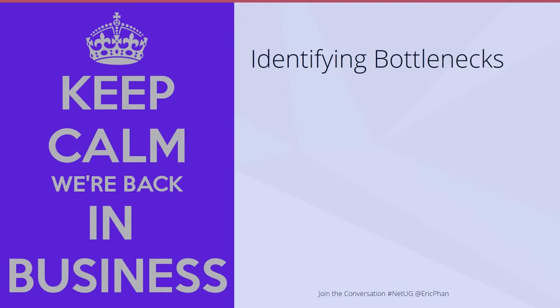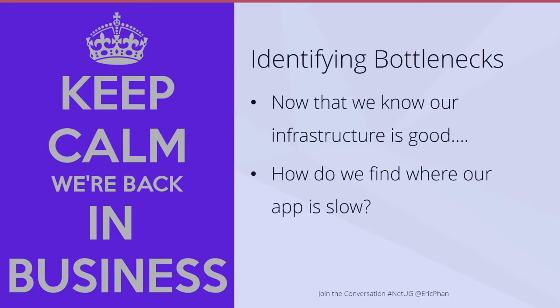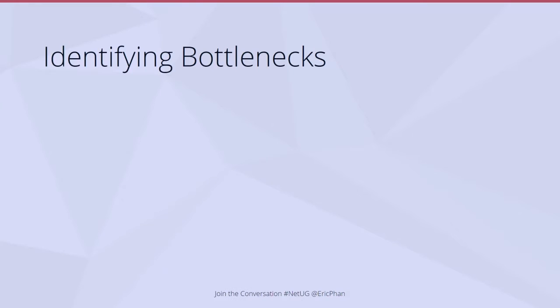All right, so back in business. Now we can start identifying our bottleneck. So we know our infrastructure is good. We went through all that rigmarole to make sure that the infrastructure is not our problem. So what do we do to find where our application is slow? You can identify bottlenecks just by simple user feedback. Users will be very vocal in terms of what is slow in your application. So you should always take that feedback.